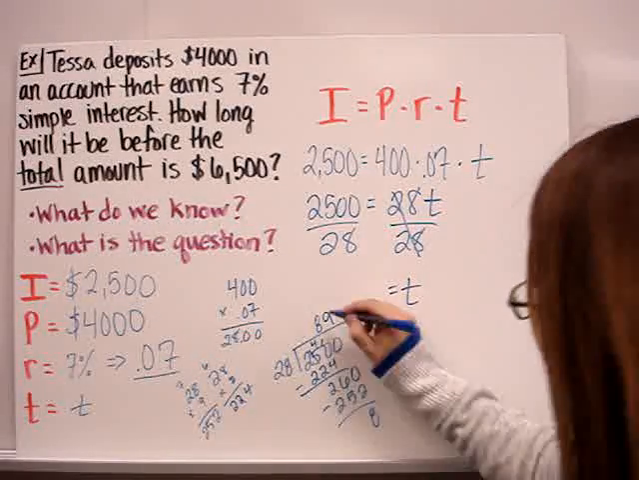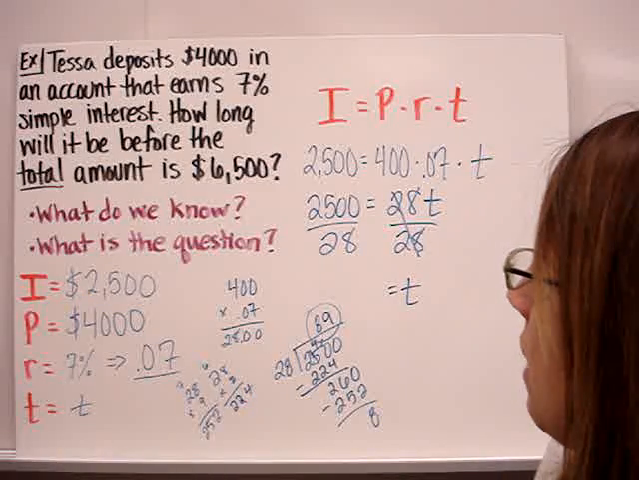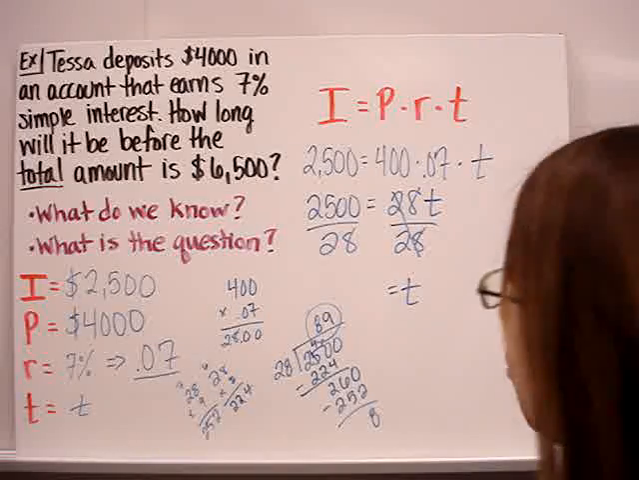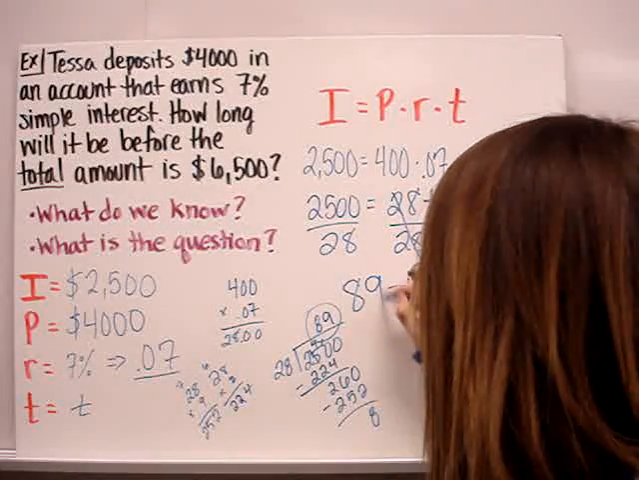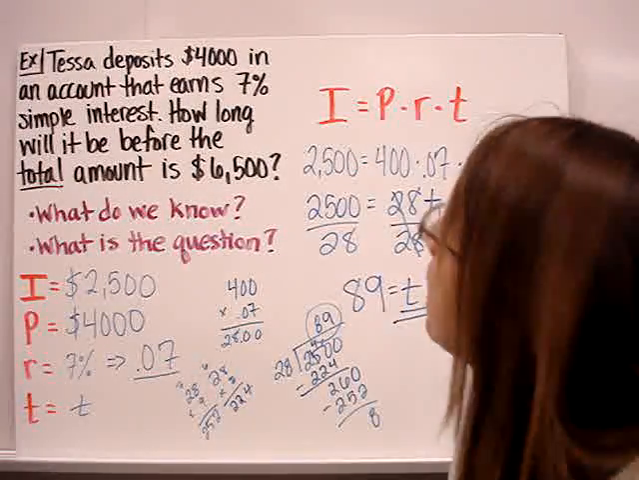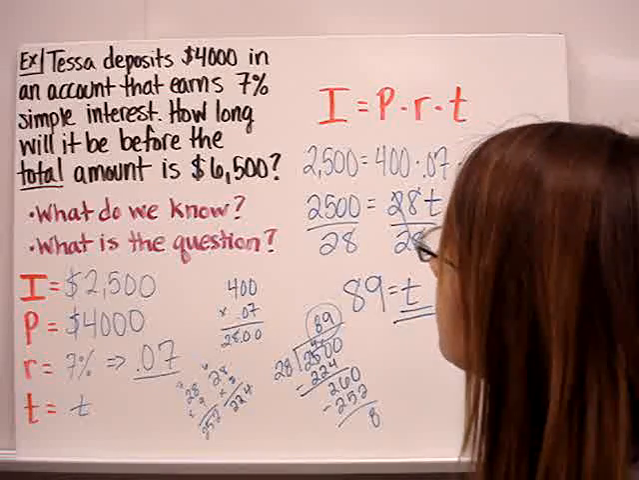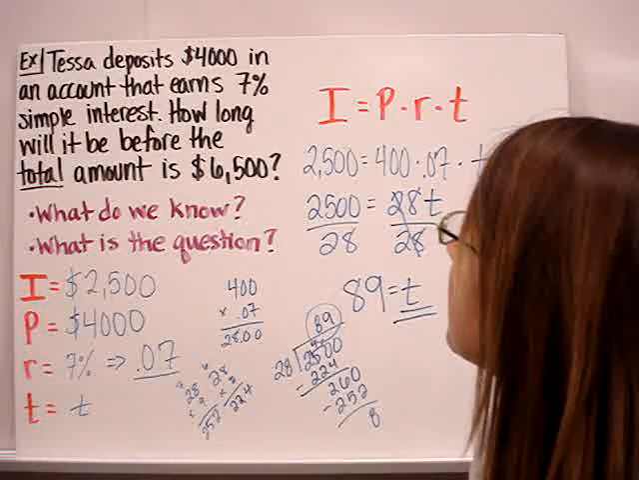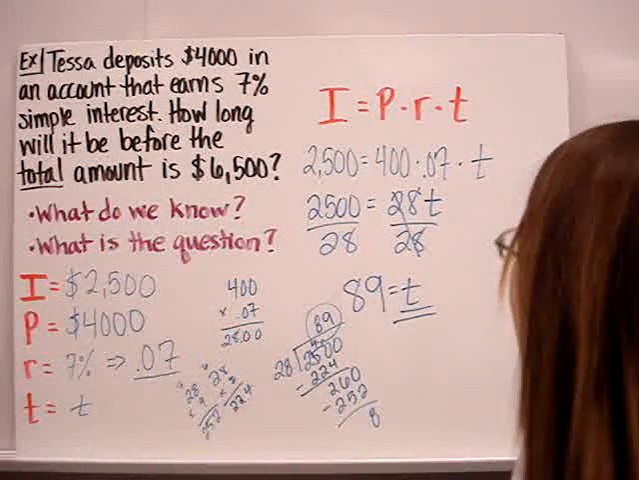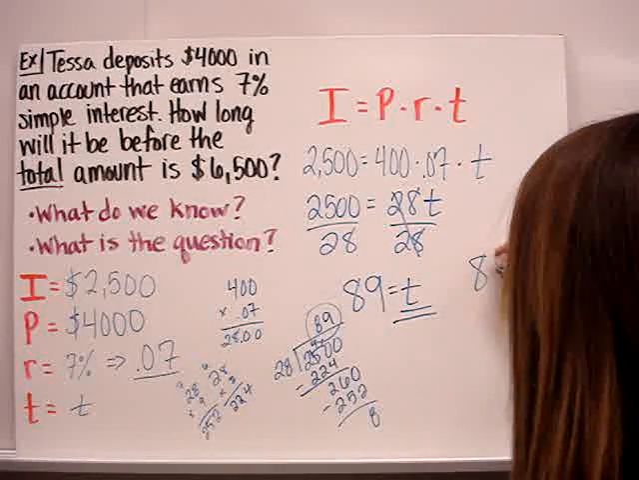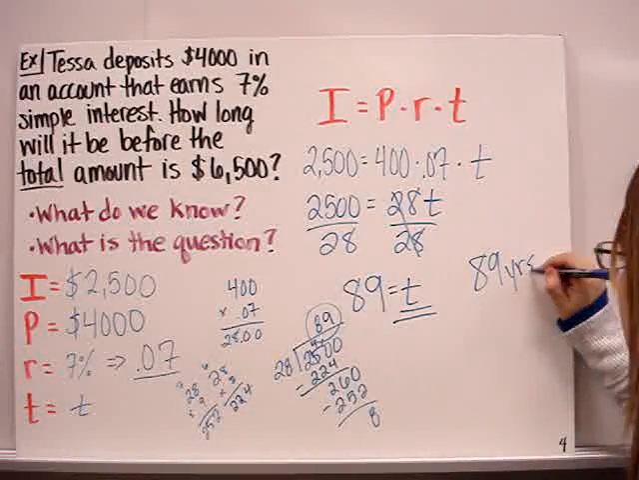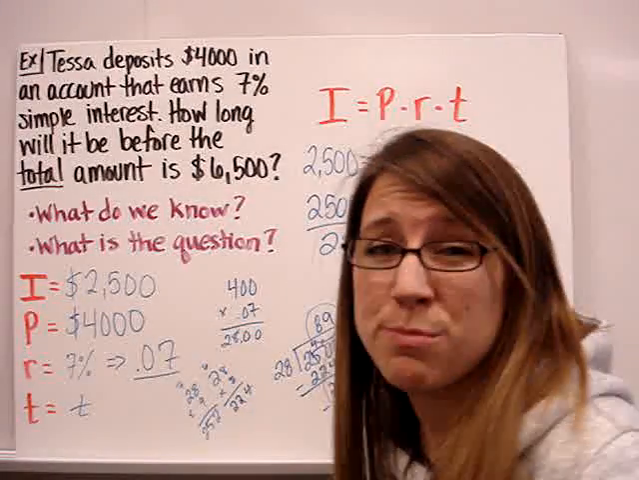Let's just say, how long is it going to be, approximately, before the total amount is $6,500? 89. What does T represent? Years. Holy cow. 89 years? That's pretty intense. 7%. To earn $2,500 in interest. 89 years. That's really, really intense. I meant to say YRS. But that would be the solution to this problem.